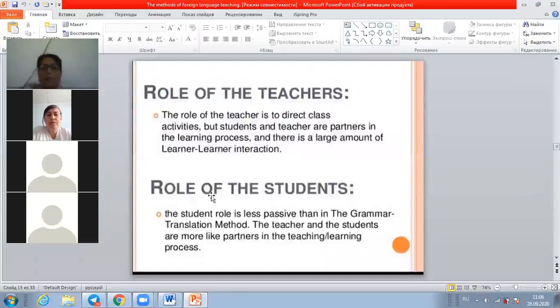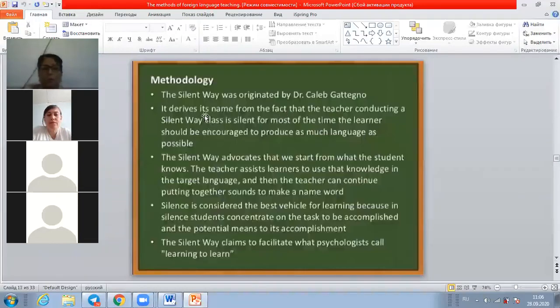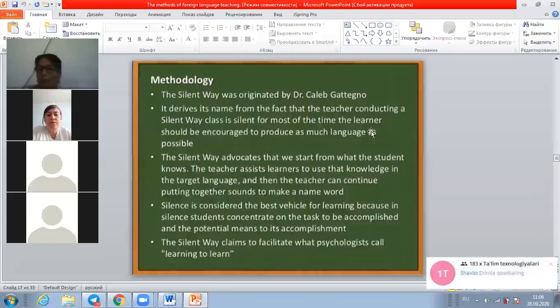Role of the teachers and role of the students. Teachers should give information and the students should get information related to the subject. The silent way method. What is the silent way? The silent way was originated by Dr. Caleb Gattegno. It derives its name from the fact that the teacher conducting a silent way class is silent for most of the time. The learner should be encouraged to produce as much language as possible.